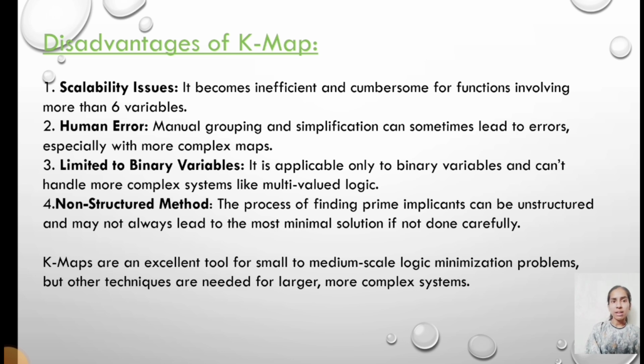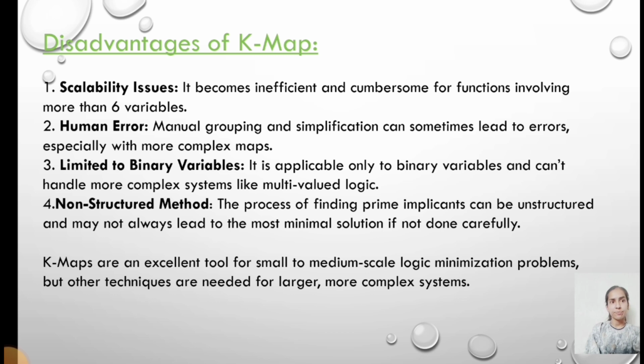Third, limited to binary variables. It is applicable only to binary variables and cannot handle more complex systems like multi-valued logic. Fourth, non-structured method. The process of finding prime implicants can be unstructured and may not always lead to the most minimal solution if not done carefully. K-maps are an excellent tool for small to medium scale logic minimization problems, but other techniques are needed for larger, more complex systems.